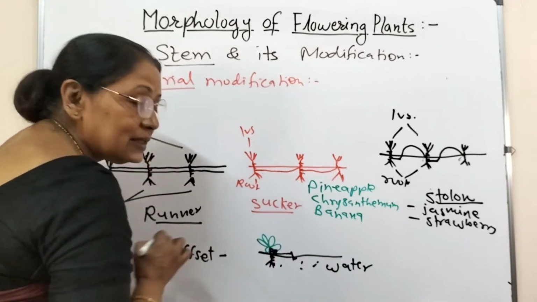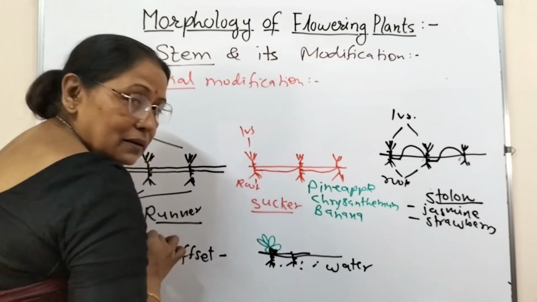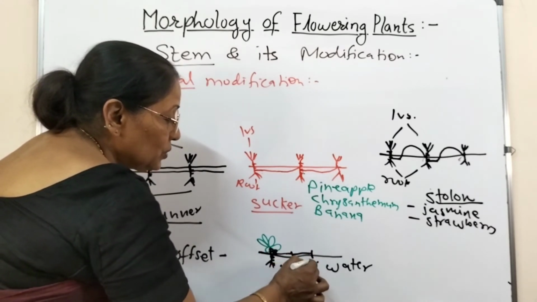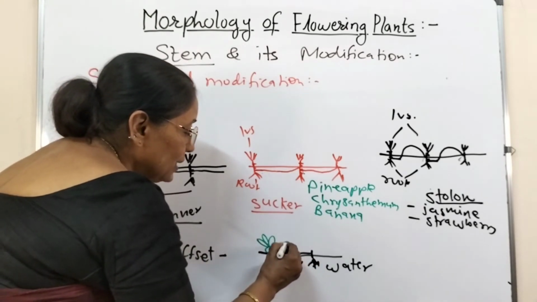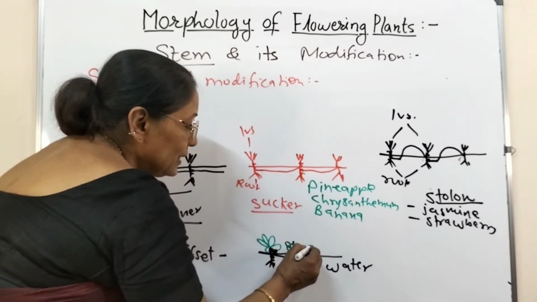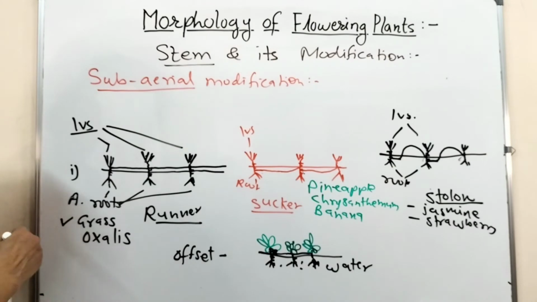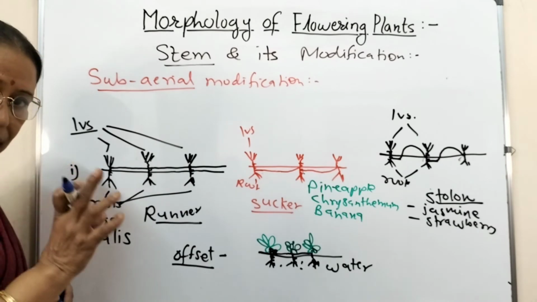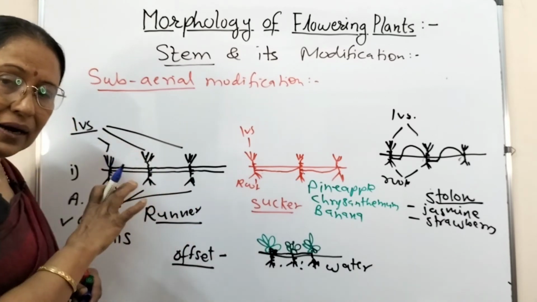So immediately we'll find this stem having the roots at the bottom. Then again from here another lateral branch will come out, and this is one more stem which is having the roots, and above it is having the leaves which are rosette. There are many leaves arranged in a rosette fashion. So this is offset. And what difference do you find in offset and runner? First, this offset is aquatic. Second, the internodes are short. Third, the leaves are rosette type.